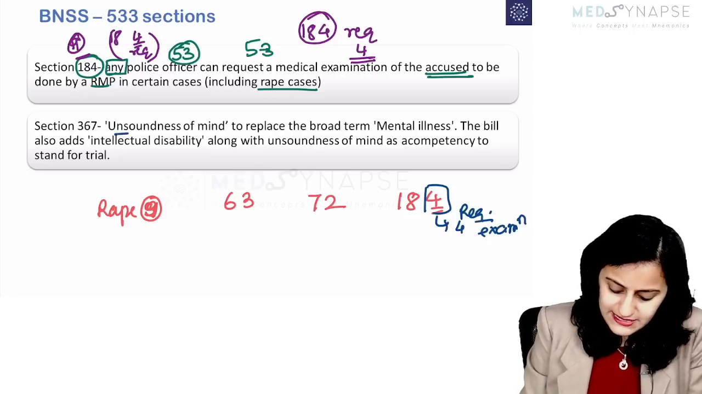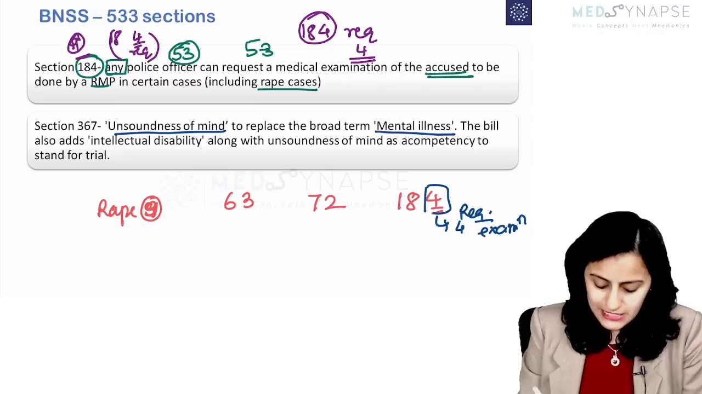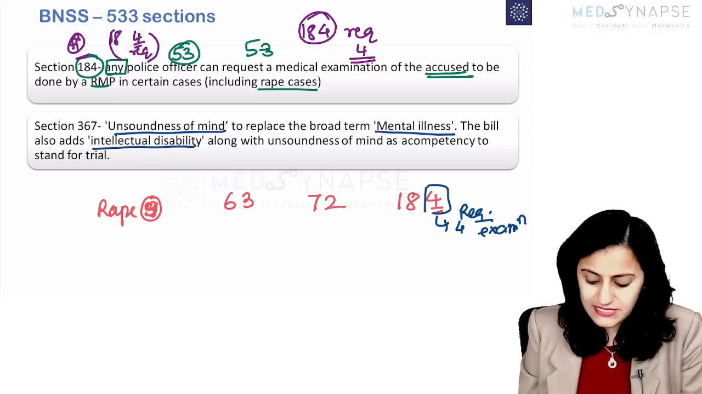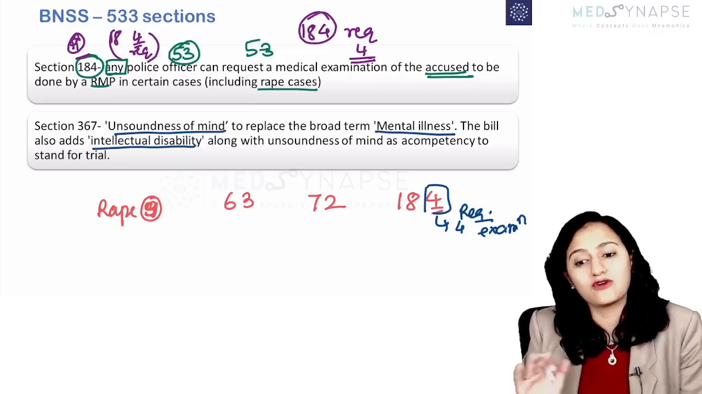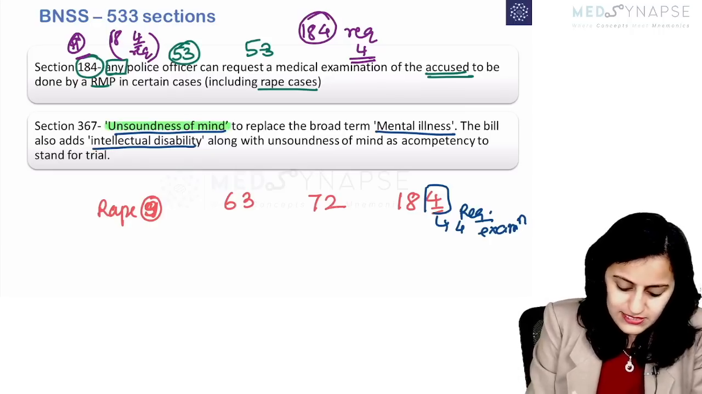Coming to unsoundness of mind, which is replacing the broad term mental illness. It also adds intellectual disability along with unsoundness of mind as a competency to stand for the trial. So 367 is unsoundness of mind.